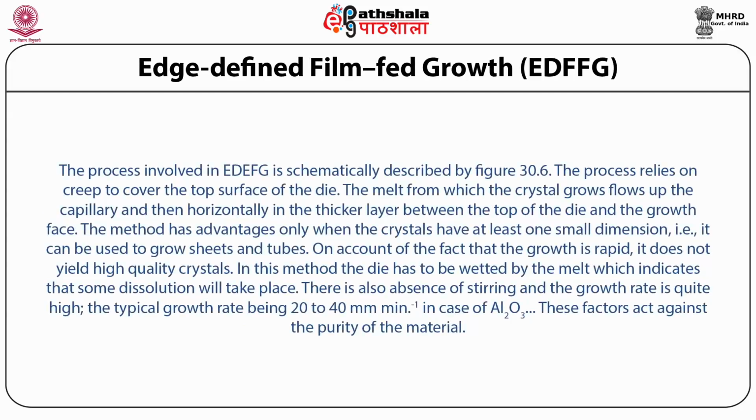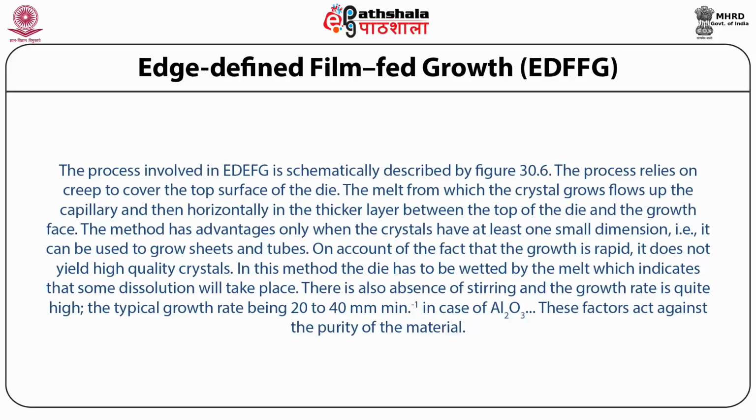The process involved in EDFG is schematically described by figure 30.6. The process relies on creep to cover the top surface of the die. The melt from which the crystal grows flows up the capillary and then horizontally in the thin layer between the top of the die and the growth phase. The method has advantages only when the crystals have at least one small dimension, that is, it can be used to grow sheets and tubes.